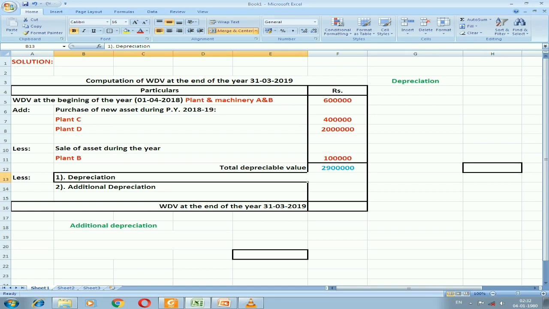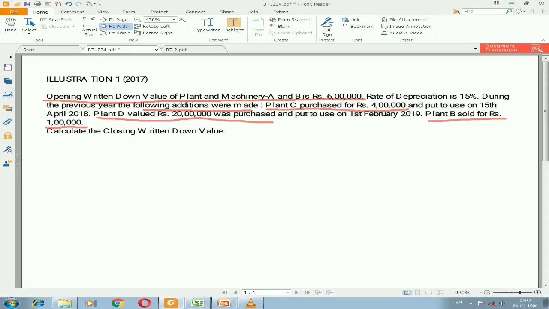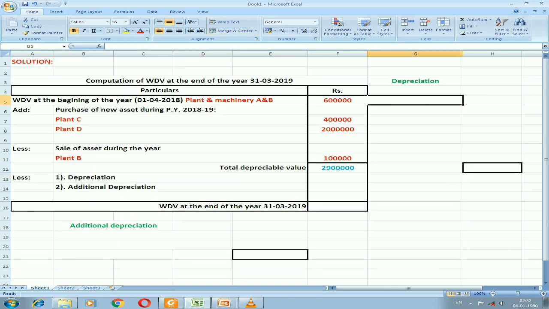While calculating depreciation, it is very important to know what is the rate of depreciation. In some illustrations they may give the rate of depreciation for each asset. In some illustrations they may give the rate of depreciation for all the assets as one rate. So here I need to calculate the depreciation for each and every asset. So I'm calculating for plant and machinery A and B, that is 6 lakh into 15%. Here the single rate we have, that we need to apply. So you'll get an amount of 90,000.